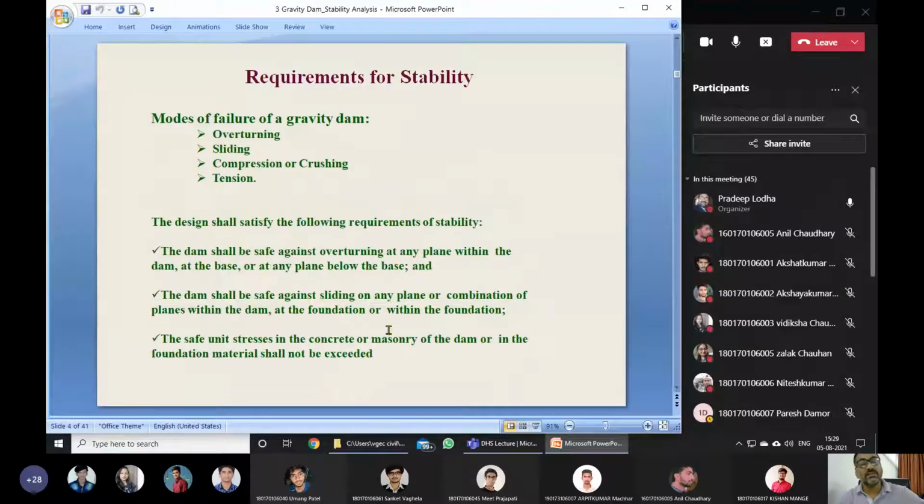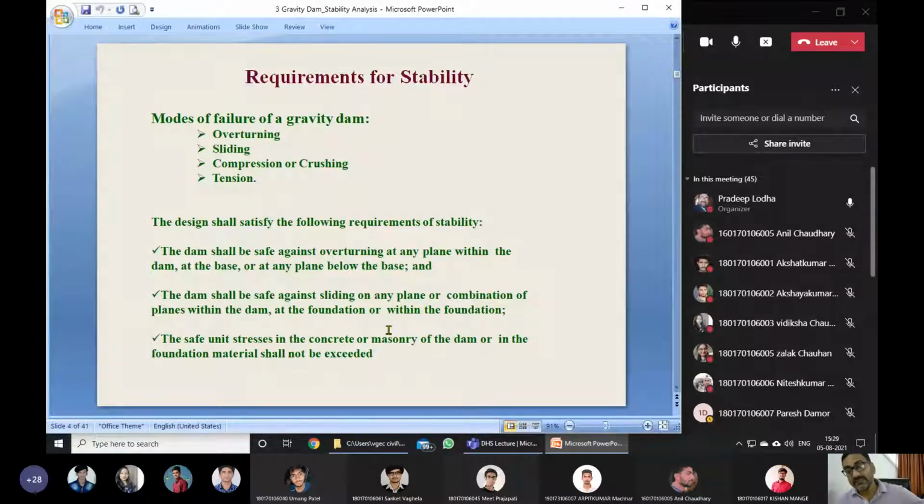Now let's go to the failure modes. If we pick any, how could this structure fail? Or what is required to maintain the stability of the concrete dam that needs to be taken care of.